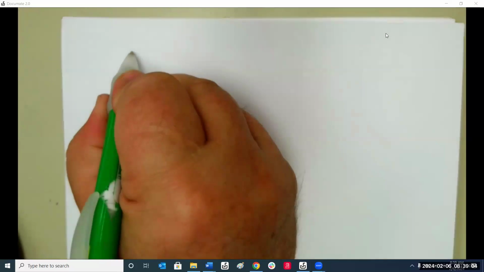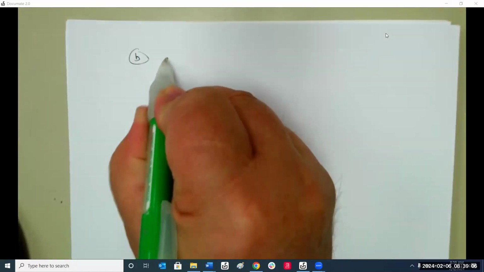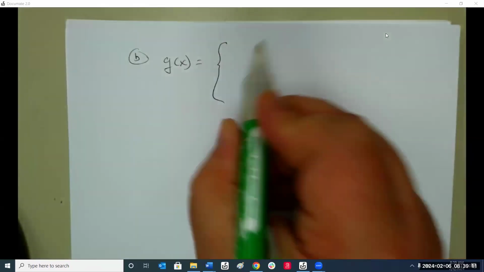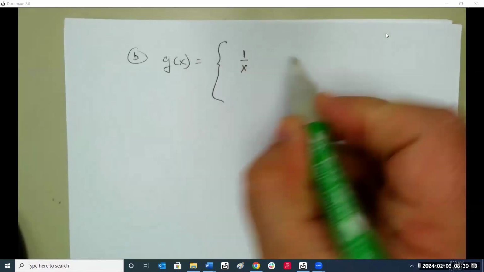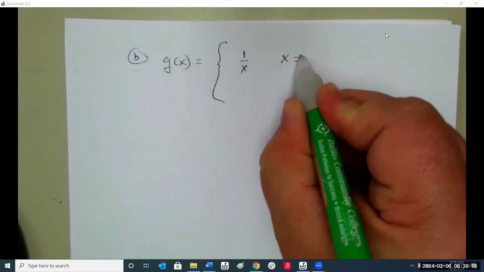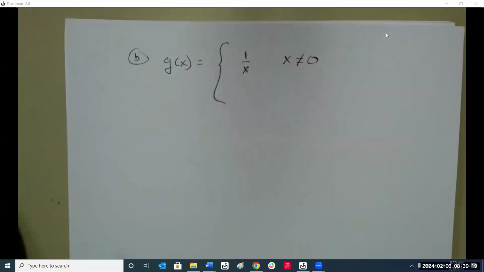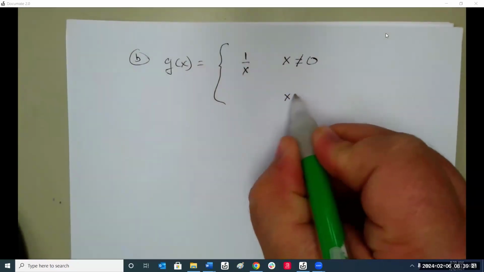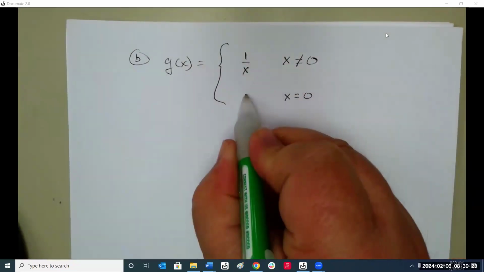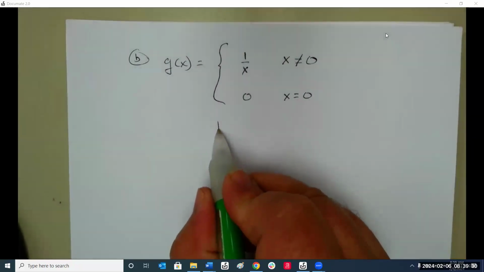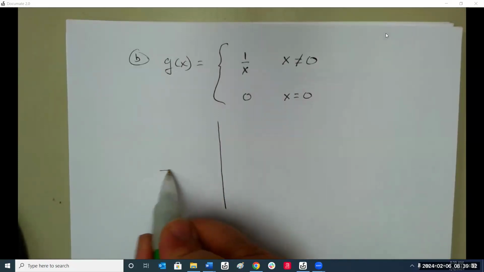All right, so our b. G of x says whenever x does not equal 0, we use this function. Whenever x equals 0, the answer is 0. So let's look at the graph of this one.